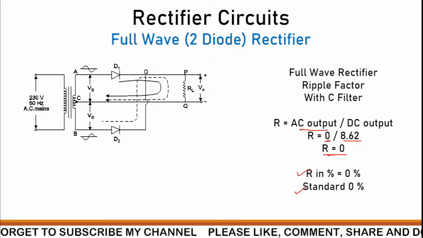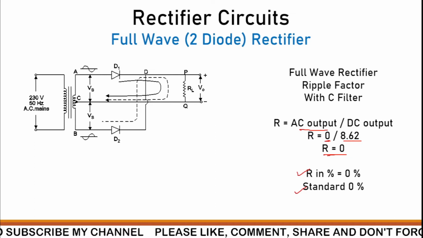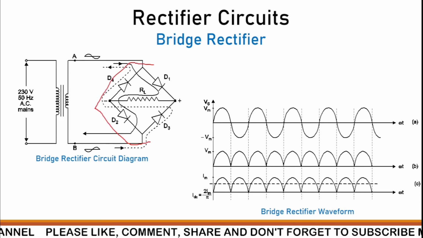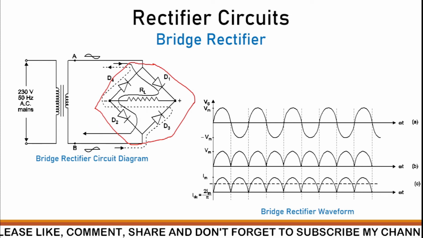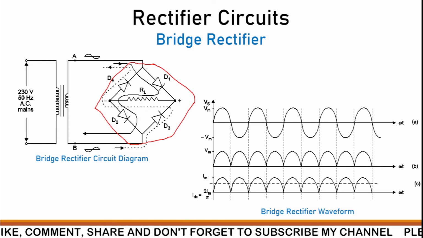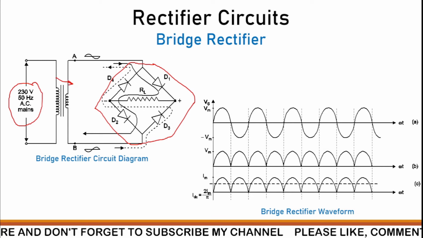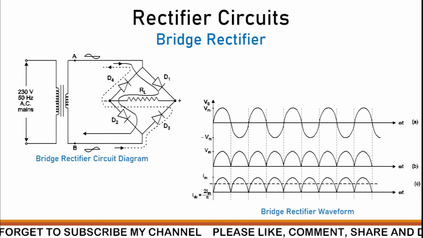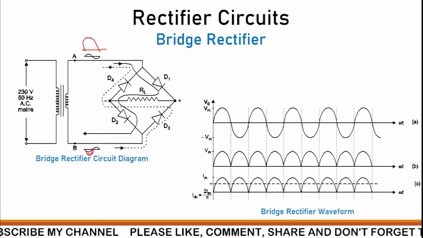So we'll go for the third rectifier circuit, that is called a bridge rectifier. So you can see it is some sort of bridge over here. We can say that's why it is called a bridge rectifier. So again 230 volt 50 hertz AC mains step down transformer. For the positive half cycle, at A it will be positive, at that time B will be negative.